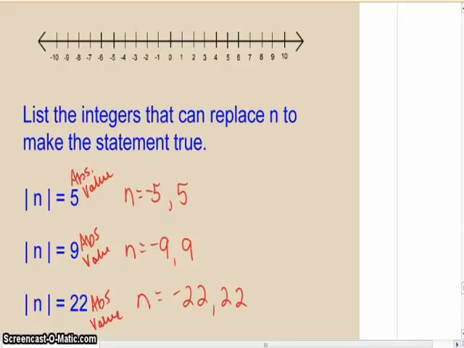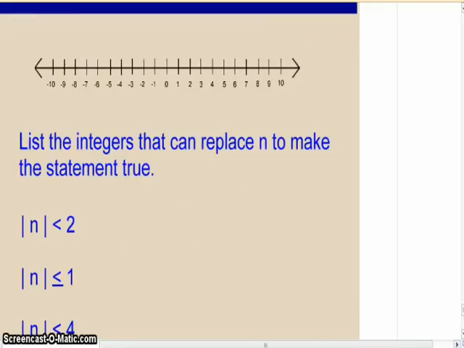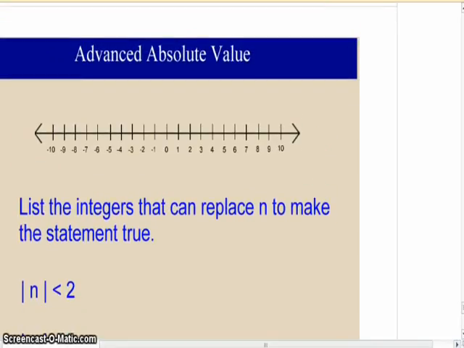So now that we understand this, let's move on to some harder problems and see what your brain can take. So in this next problem, we have an inequality. In other words, instead of having an equals mark, we have a less than mark. A less than, greater than, less than or equal to, greater than or equal to, or not equals to are all considered inequalities. So here, we want to figure out what values will make this a true statement. What can I put in the place of n such that we get an absolute value less than 2?